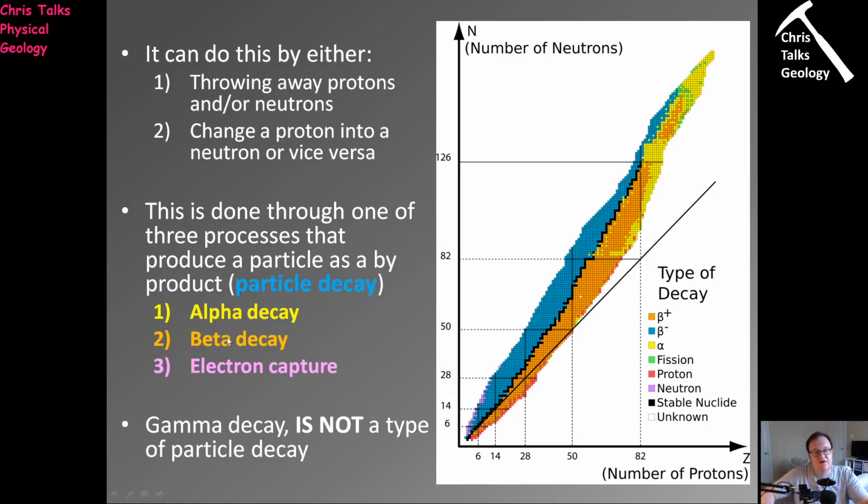Now, the final thing to note is that alpha decay, beta decay, and electron capture will all throw out a particle that has mass. There is another type of radioactive decay which you'll be very familiar with, especially if you read comic books like the Hulk, and that is gamma decay. Gamma decay will kick out a gamma ray, which does not have mass. So gamma decay does not produce a particle that has mass, therefore it is not a type of particle decay.